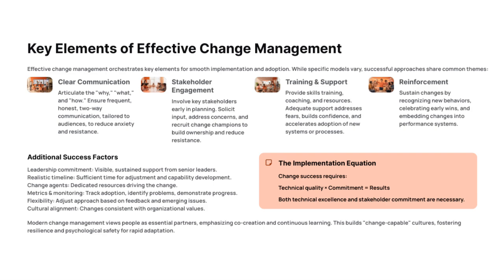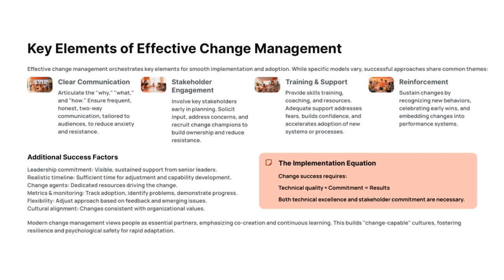Successful change requires what I like to call the implementation equation. Key elements include leadership commitment, meaning visible, sustained support from senior leaders, along with a realistic timeline that provides enough time for people to adjust and develop new capabilities. We also need dedicated change agents, resources specifically driving the change, and robust metrics and monitoring to track adoption, identify issues, and demonstrate progress. Flexibility is crucial, too, being able to adjust your approach based on feedback and emerging challenges.